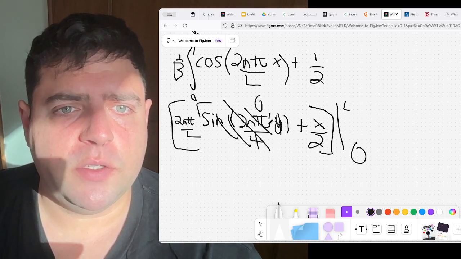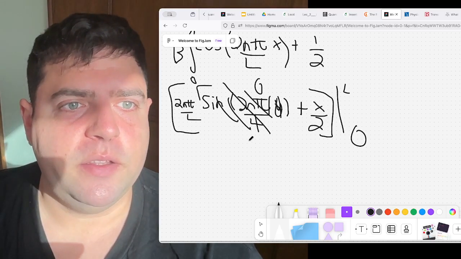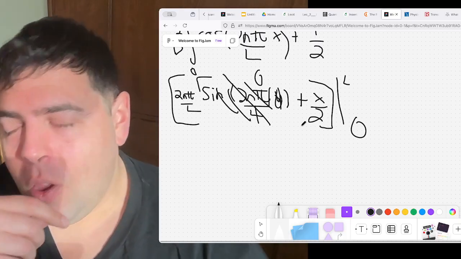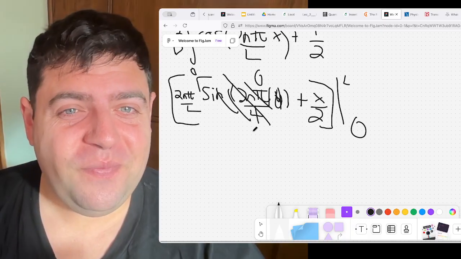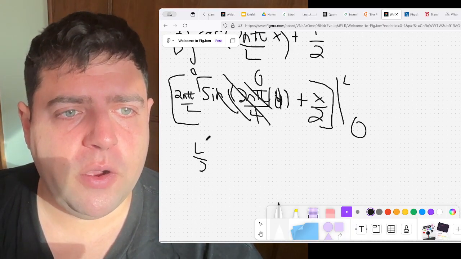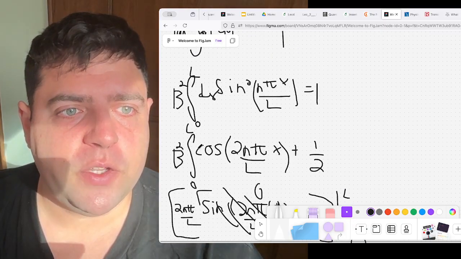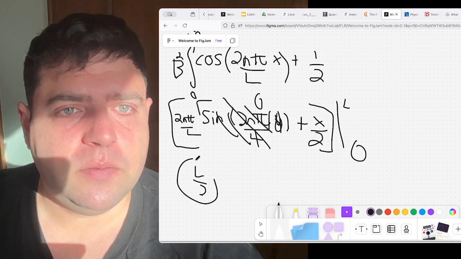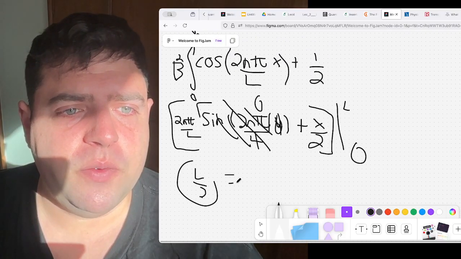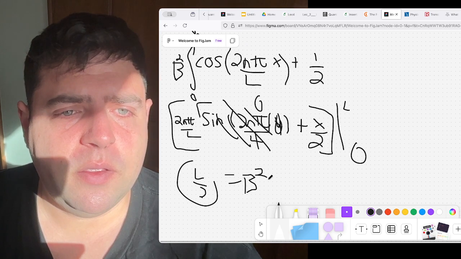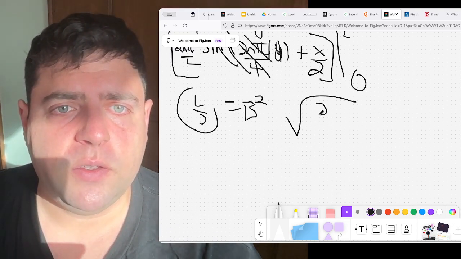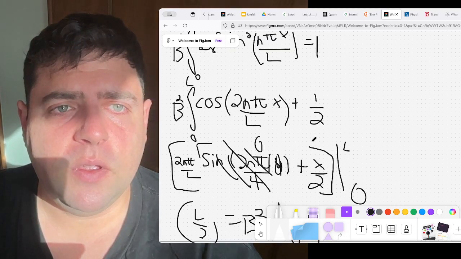Okay, so this whole thing goes out. Okay, I did this right. Thank God. So L over 2 minus 0. Yes, it's L over 2, and that equals b squared. So our normalization factor is going to be the square root of 2 over L, I believe.